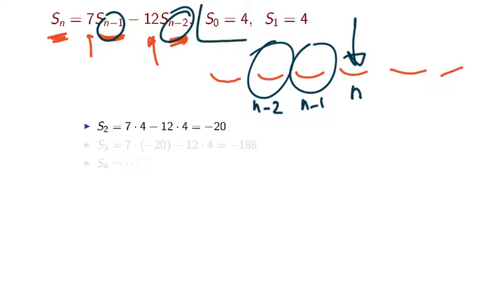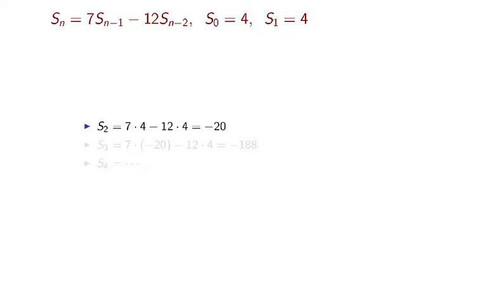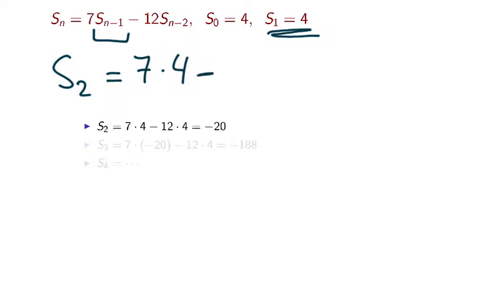So that's why in this case we have given S0 and S1 too. So let's see how to calculate each of the terms with this data. To calculate the second term, S2, following this formula, we are going to have to write 7 times the one before. The one before of the 2 is the 1, right? So it will be 4 minus 12 times Sn minus 2.